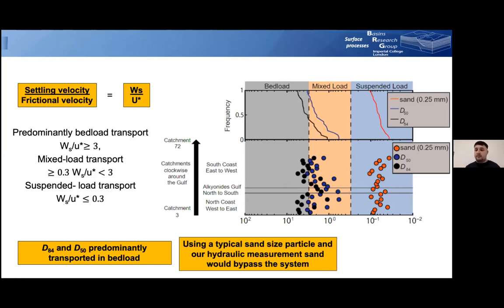It's bypassing the system, which is why we see a lot of muds and silts in the basin. Now, just for later on in the talk, the threshold between mixed load and suspended load, when we did the median for all of the rivers, we actually get a grain size of around about 0.85 centimeters. This will become much clearer later.